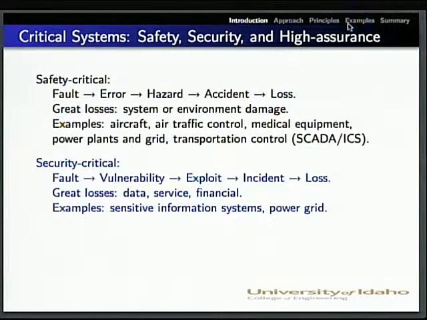With respect to security critical, you see that there are many similarities, except the language that we use in academia and industry is a little different. Also, you could have great losses, but this time the losses will be either to data or privacy, or there could be loss of service, and associated with those, there could be a great financial loss as well. Examples of these are sensitive information systems, for example, your banking, or credit card processing databases and systems, and also the power grid.